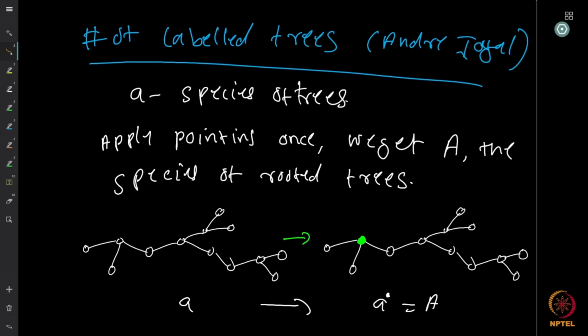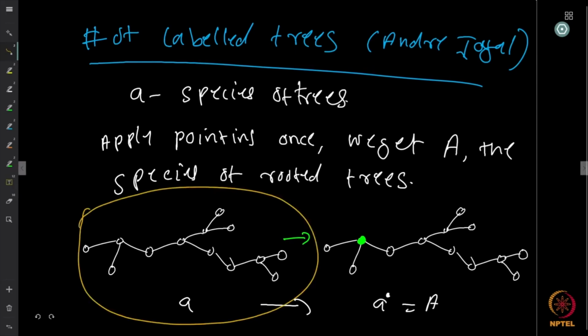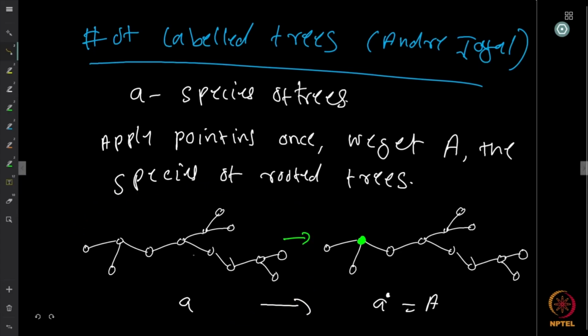What happens when you do the pointing once? When you point it once, suppose you are looking at an n vertex tree here, then you have n different ways of pointing, right? So from each tree you can make n new different trees. So whatever was the number here, it will be multiplied by n. So you will get n times as many trees when I do this pointing.